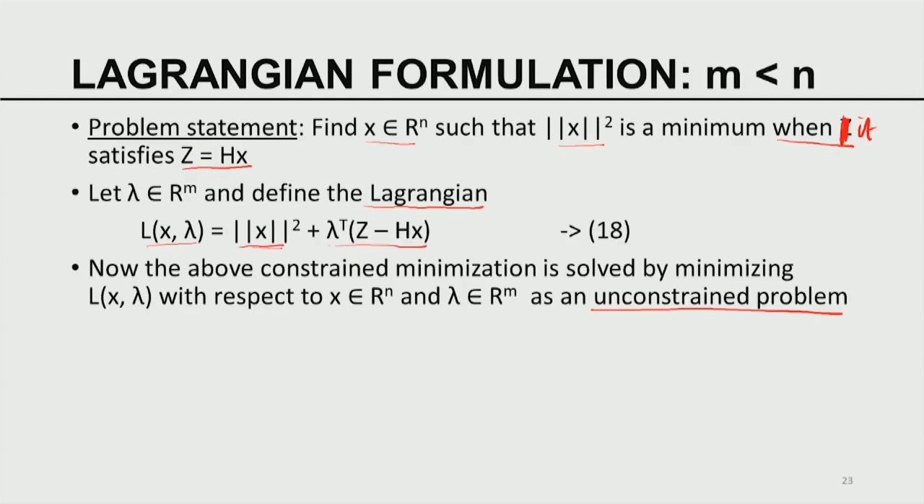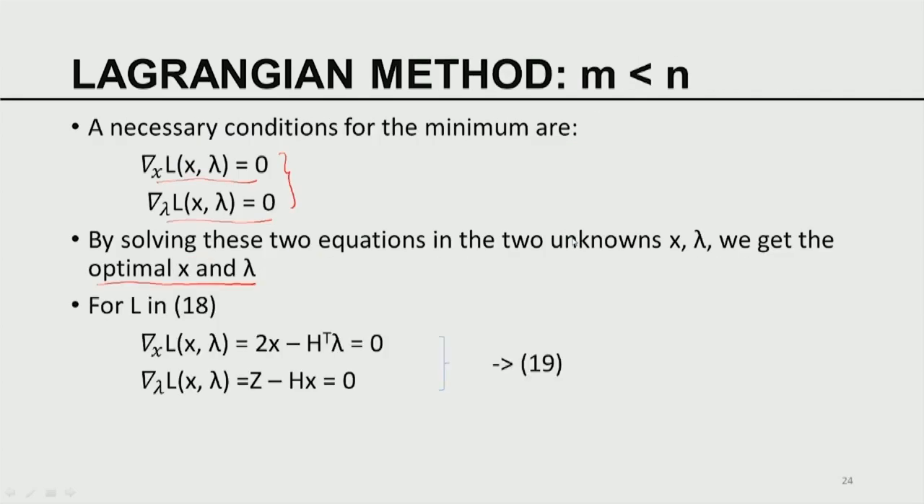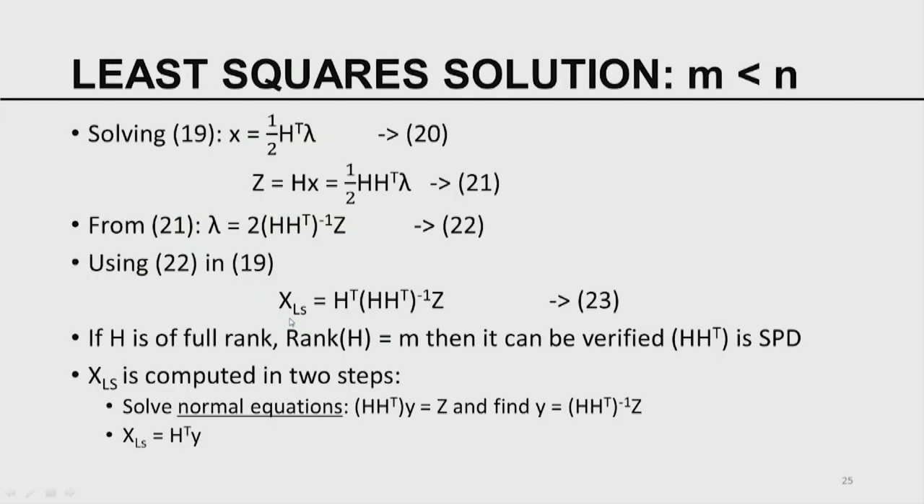Now for the Lagrangian given in equation 18, if you compute the gradient of L with respect to x and lambda, there are two equations: 2x is equal to H transpose lambda, and z minus Hx is equal to 0. We have to solve these two equations simultaneously. If I solve these two equations simultaneously, I get the solution: the optimal lambda is given by this, and the optimal x is given by this.